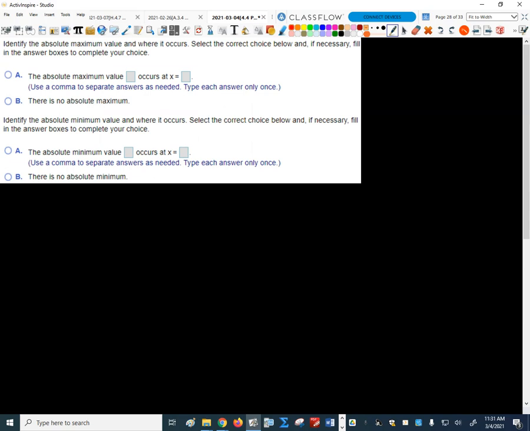Absolute maximum, absolute minimum. Is there an absolute maximum? No, there is no absolute maximum, right? Was there an absolute minimum? There was, right? There was an absolute minimum at the point 0, 0. That is the absolute lowest point, any domain you could possibly choose. That's the lowest point, right? So an absolute minimum in this case had the value of 0. It occurred at x equals 0 because the coordinates were 0, 0, right? Okay.